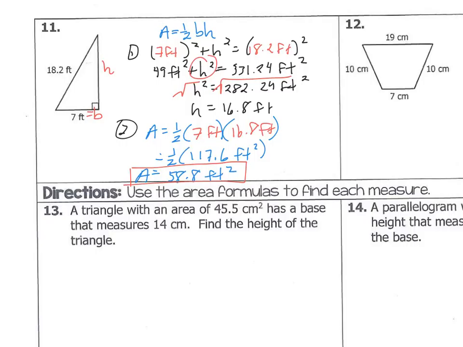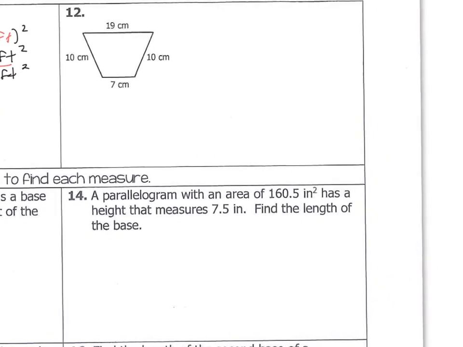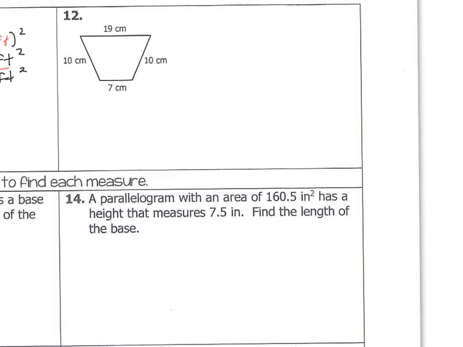All right, number 12, a little bit more hairy. What kind of figure is 12? It's a trapezoid. Can I move this? Anybody upset if I move this? Okay. So as we look at 12, it's a trapezoid. And I'm finding the area of it, right? So here's our formula.